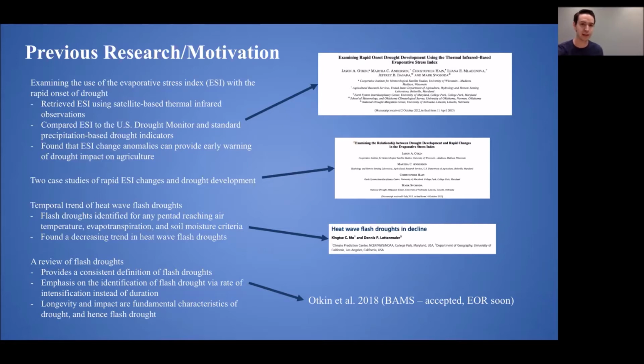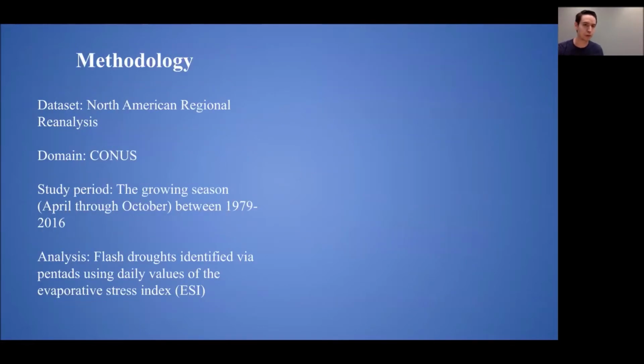Taking that and going forward is what led into the methodology for our research. To do this study, we looked at the North American Regional Reanalysis data set, specifically over the United States. We looked between the years 1979 and 2016, specifically in the growing season between April and October. To identify flash droughts, we used pentads from daily data. We essentially took daily data of ESI and averaged them to make pentads.